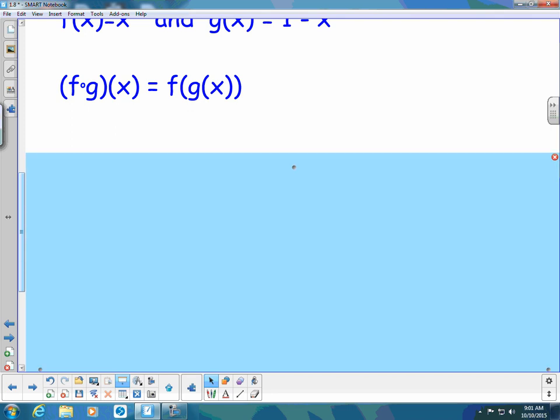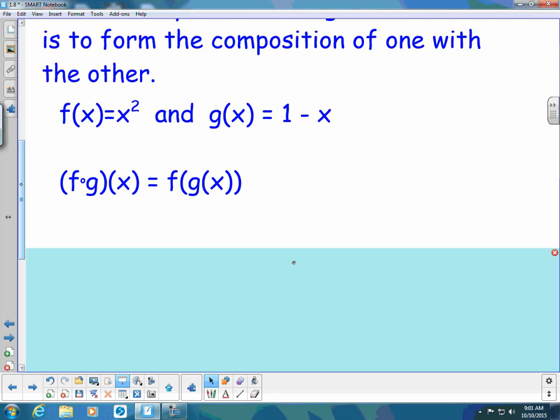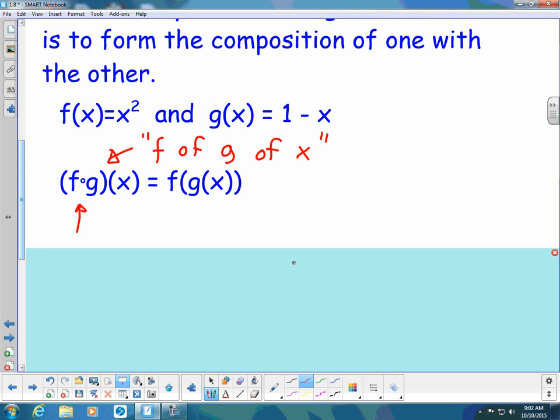The way we read this is f of g of x. It's written with a little circle between the f and g, instead of a multiplication dot. I think it's easier to interpret if you write it this way.